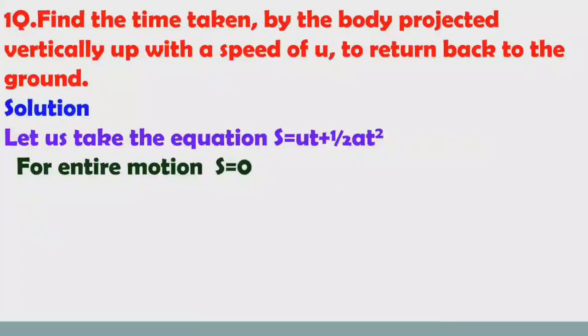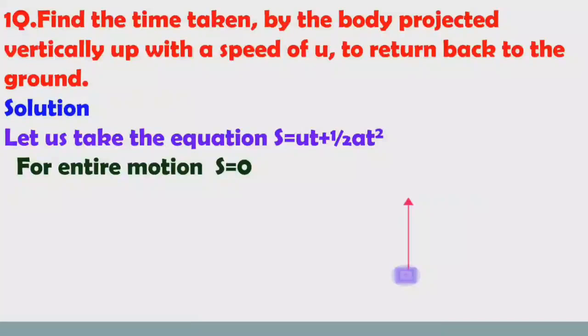For the entire motion, S is equal to 0. For the whole journey, displacement is equal to 0. The object is starting from the earth surface. It reaches the maximum height, again reaches the earth surface. So for the entire journey, displacement is equal to 0. When an object starts from a certain point and after the completion of the journey returns to the same point, then displacement is equal to 0.